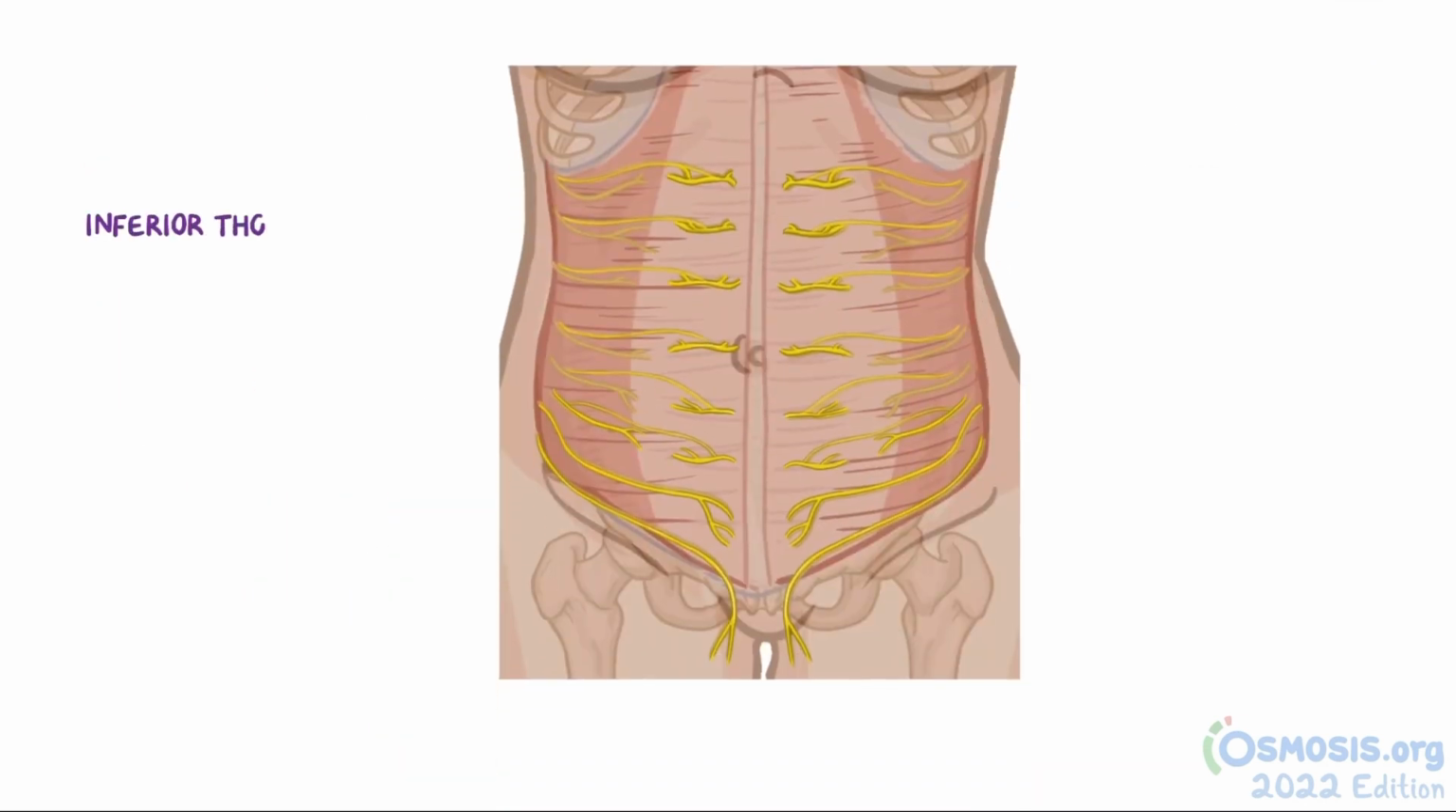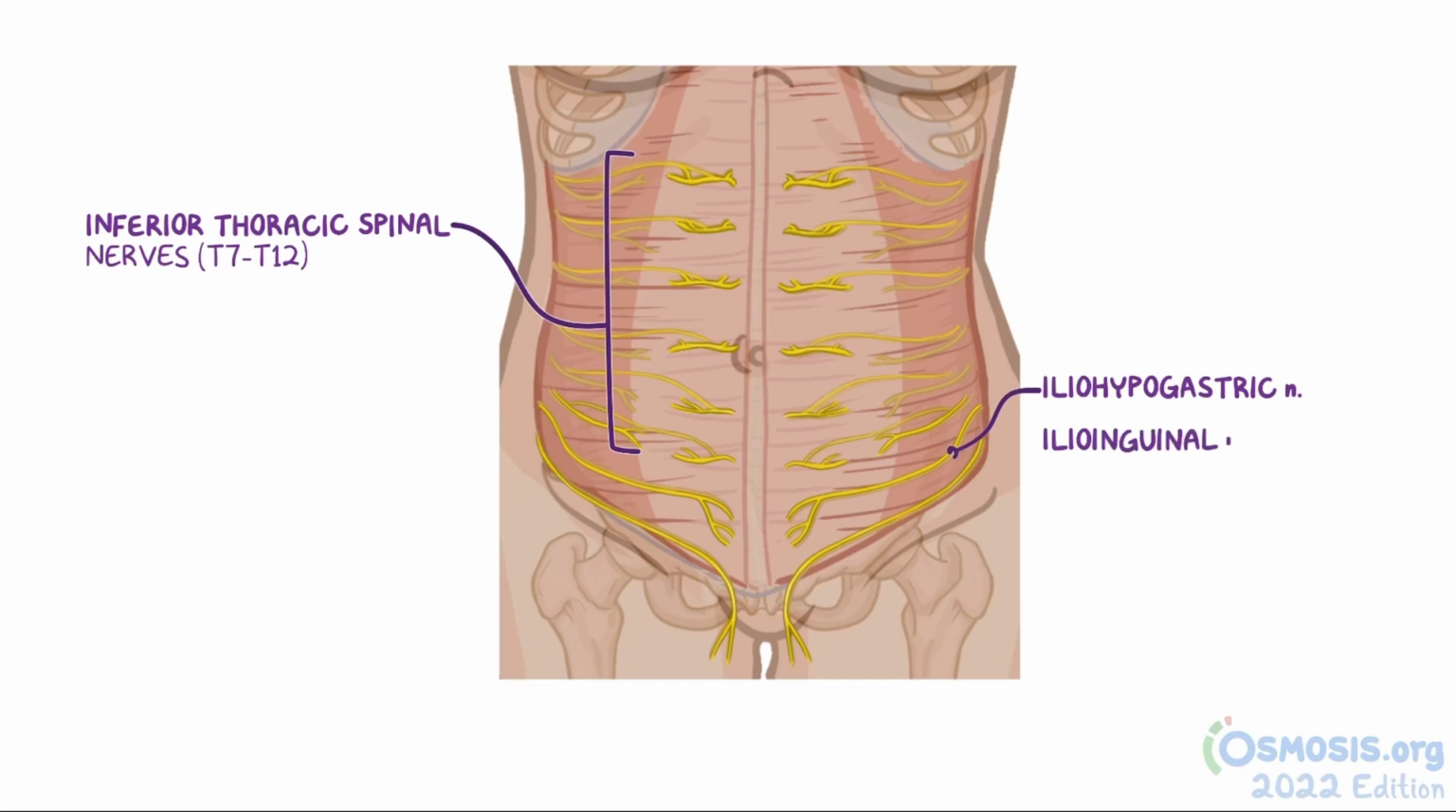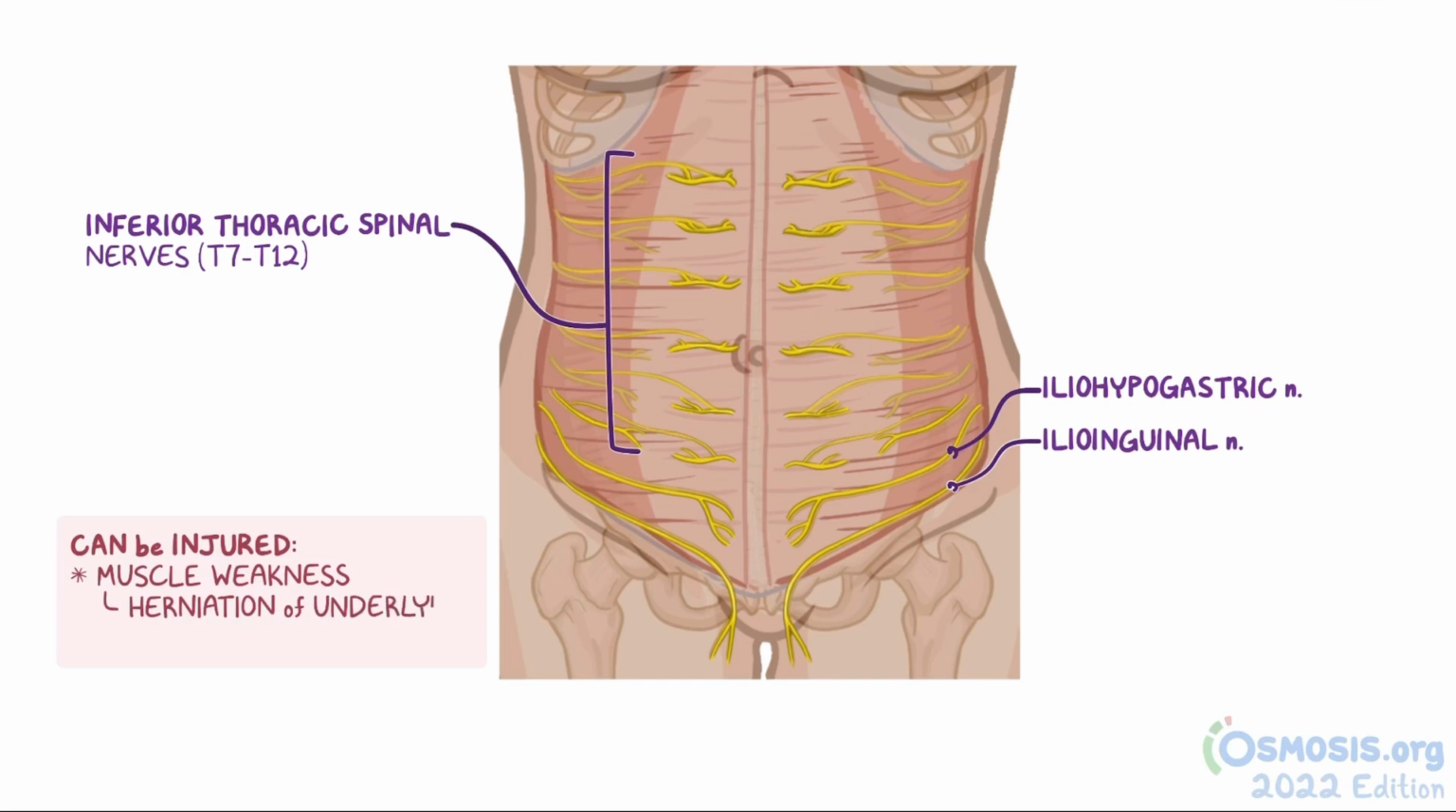The inferior thoracic spinal nerves, those from T7 to T12, and the iliohypogastric and ilioinguinal nerves provide innervation of the abdominal muscles. They are distributed across the anterolateral abdominal wall where they run oblique but mostly horizontal. They can be injured during any surgical incision or from trauma at any level, leading to muscle weakness of that area of innervation. Muscle wall weakness can lead to herniation of underlying abdominal viscera through the abdominal wall.